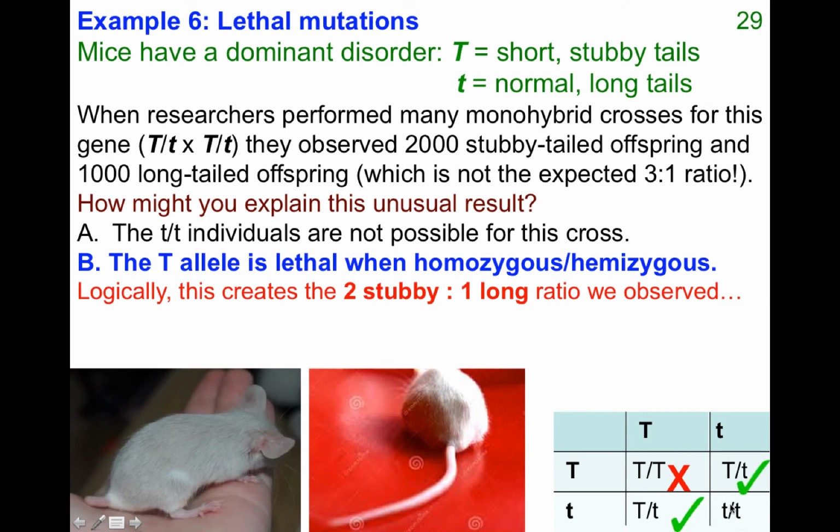So that's why we call this a lethal mutation. It's a mutation that is recessive for lethality: when you have 2 of them, you don't survive.